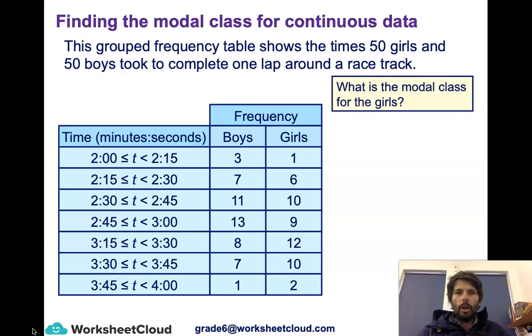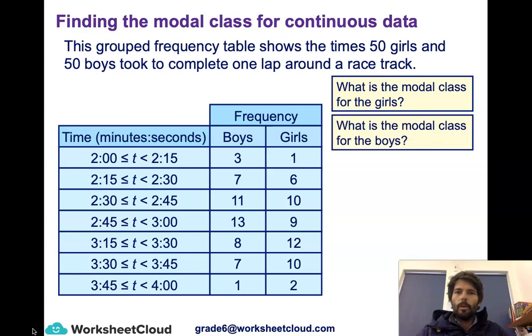So what is the modal class for the girls? Which time appears the most for the girls? You'll see there's an entry of 12, which is the highest number. So that means 12 girls completed the lap between 3 minutes 15, including 3:15, to 3 minutes 30. The modal class for boys. If you have a look, the majority of boys, 13 of them, finished the lap between 2 minutes 45, including 2:45, and 3 minutes. So the modal class for boys will be 13.